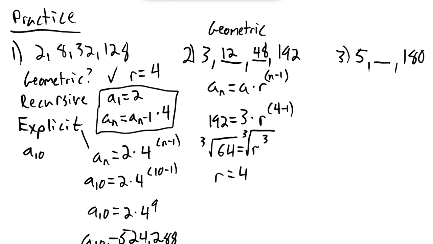All right, and for problem number 3, we're trying to find this middle term. That's a geometric mean. So all we have to do is take the square root of 5 times 180. Or that's the square root of 900. What's the square root of 900 going to be? Well, that's going to be 30. So our answer for that is 30.